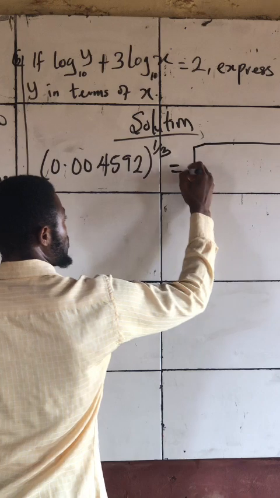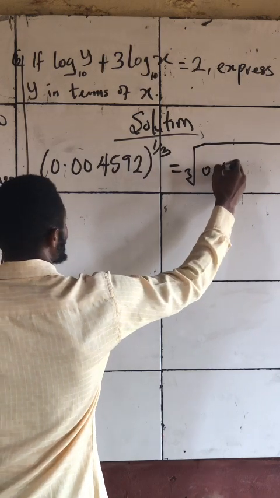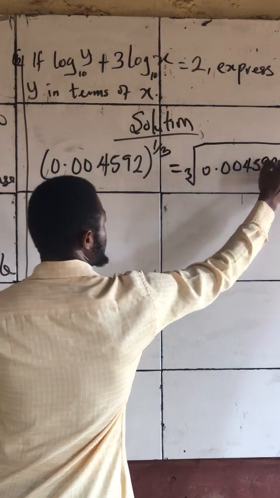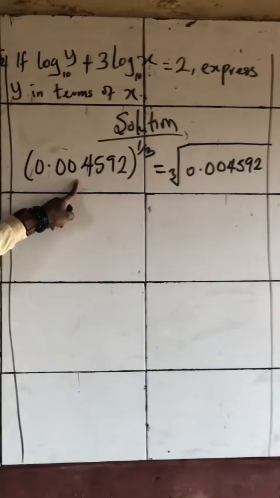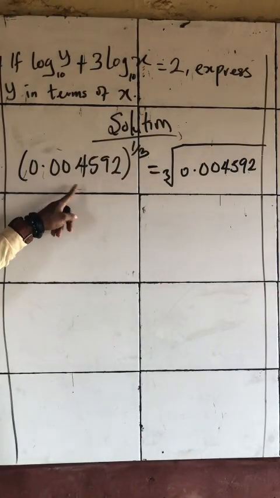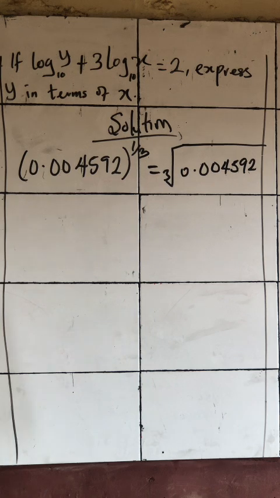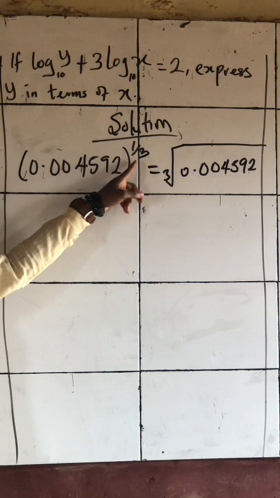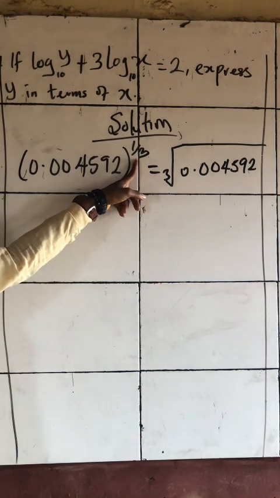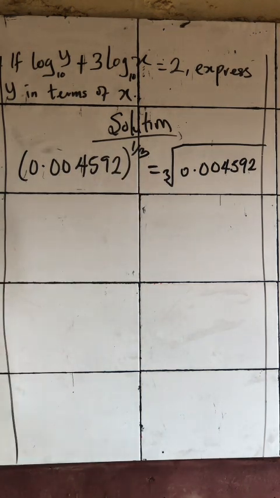The cube root of 0.004592. That is the meaning of this. You get that? So it is the cube root. Because you remember that under the table of logarithm, you are told that your power is what? Multiplication. Your power is your multiplication, while your root is your what? Division. But when you look at this place now, they wrote it as power, isn't it? If you go ahead and multiply, you have done nonsense.